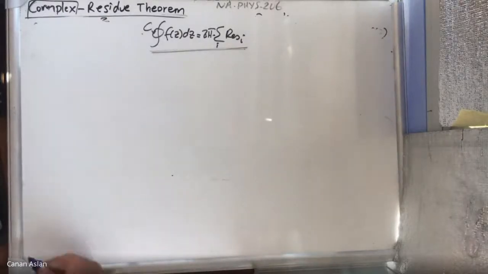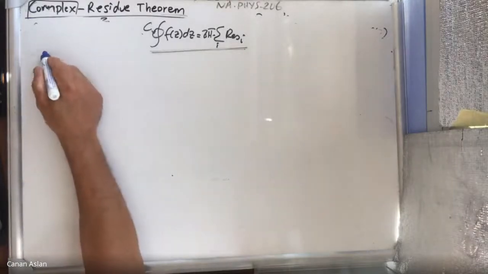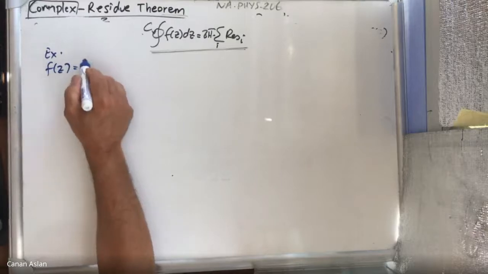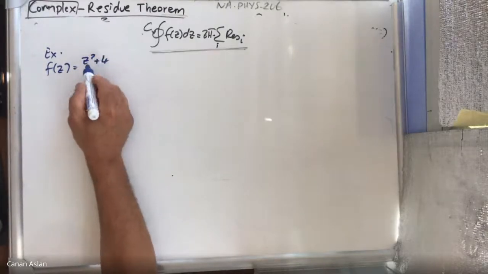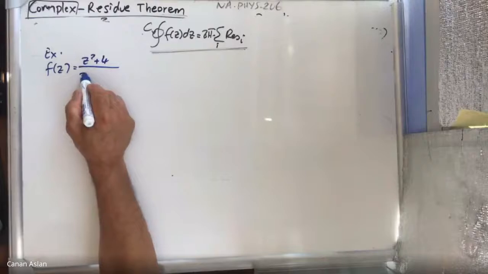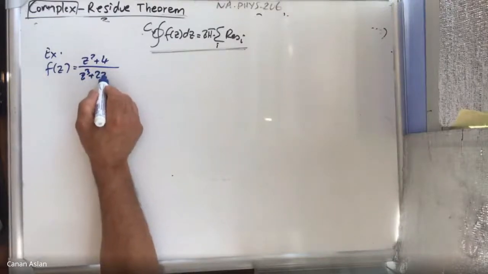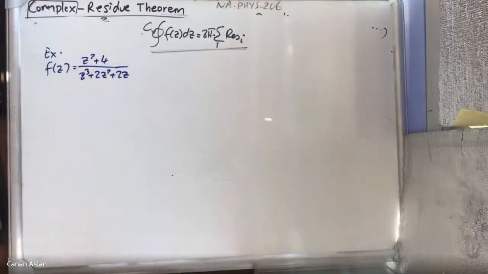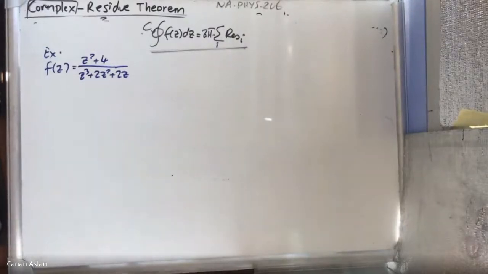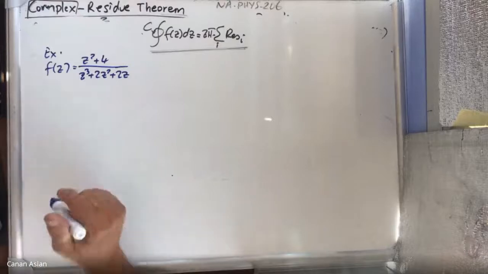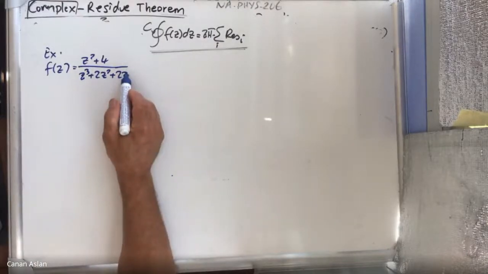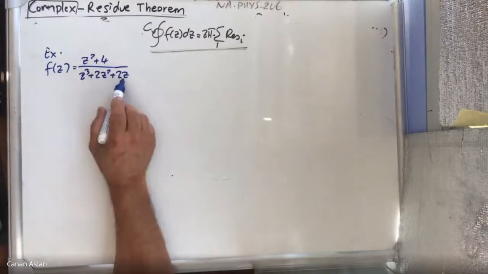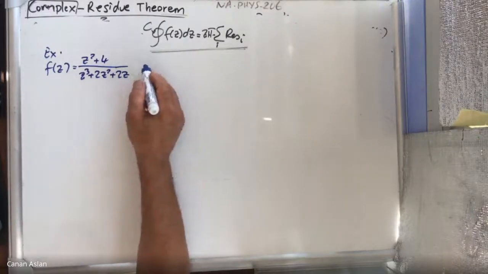Now, we have this function. In this example, the function is given as (z squared plus 4) divided by (z cubed plus 2z squared plus 2z). Somehow, we should be able to get the zeros of this function on the denominator. So, okay, now find the residual at each pole point or singular point and calculate the integral.